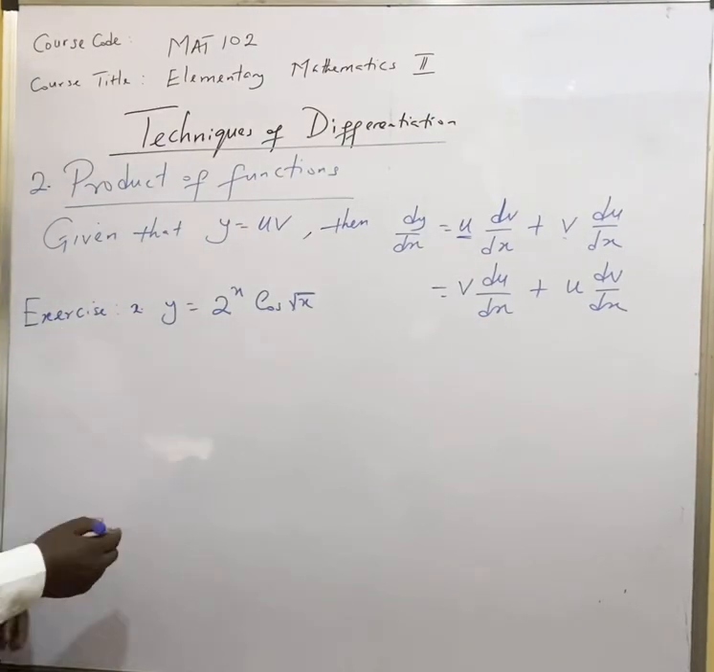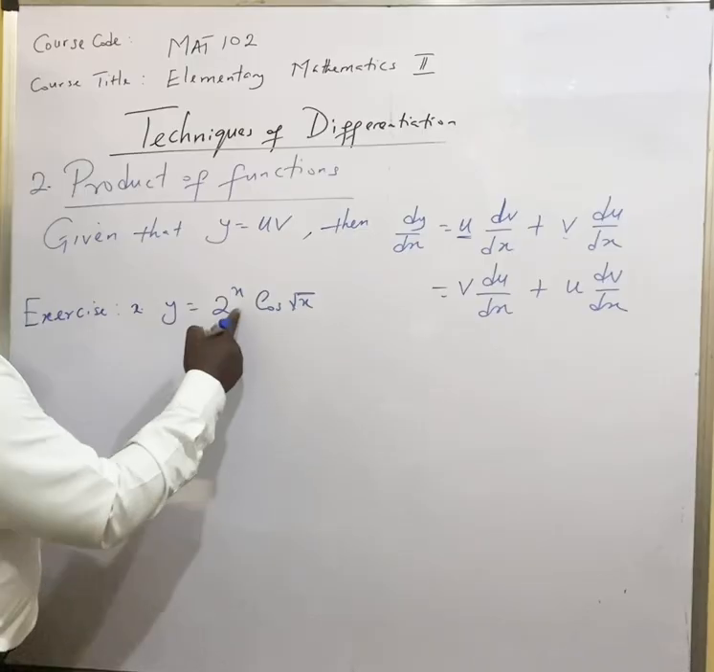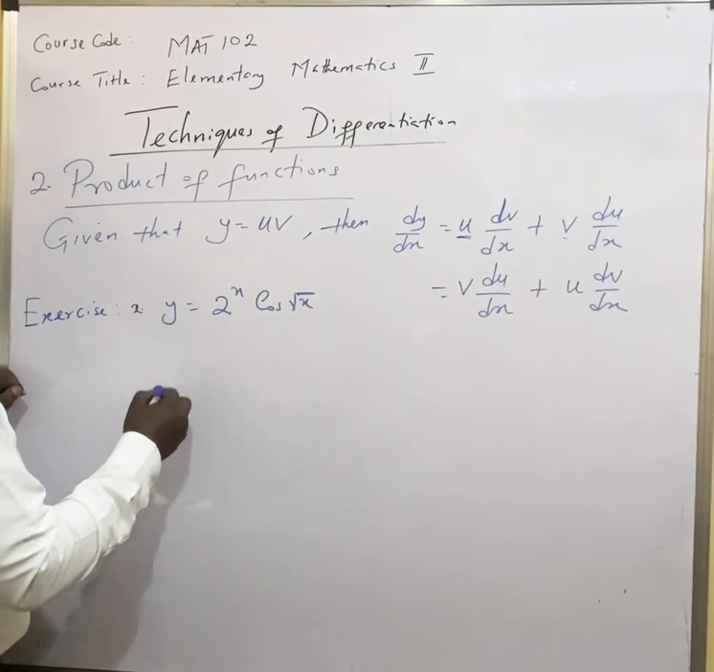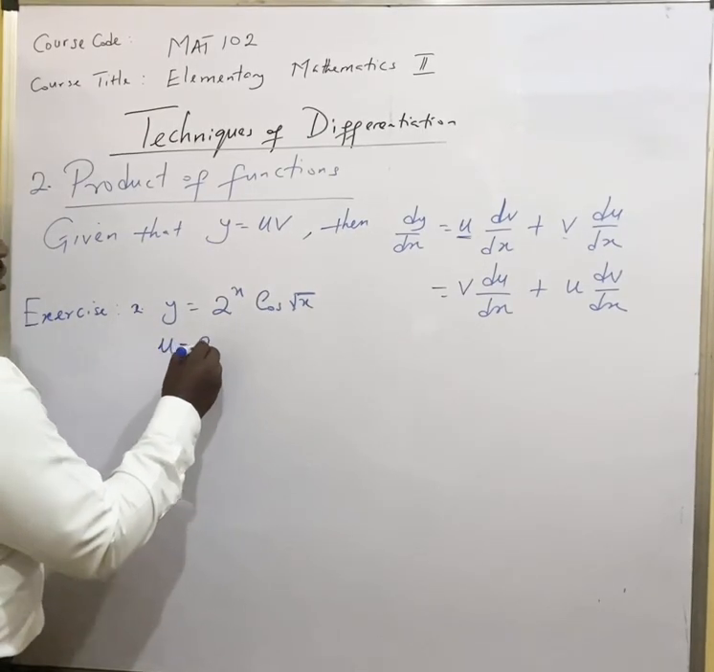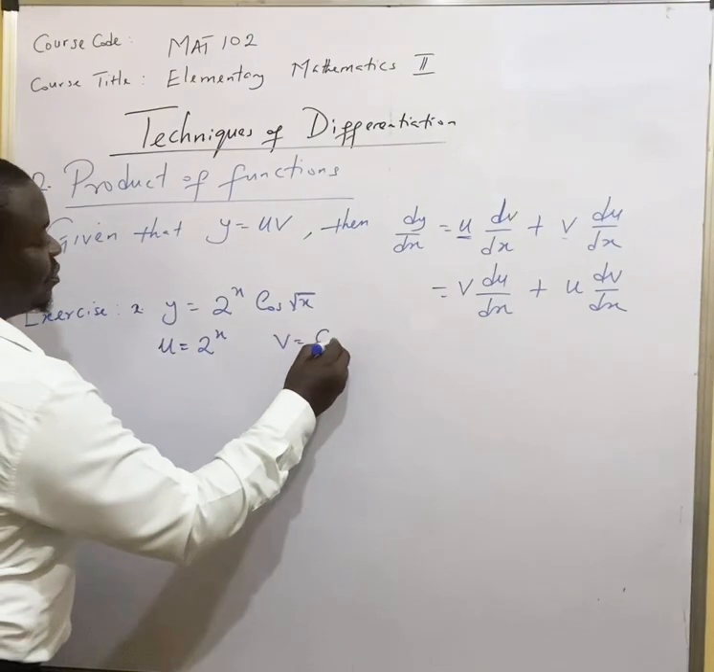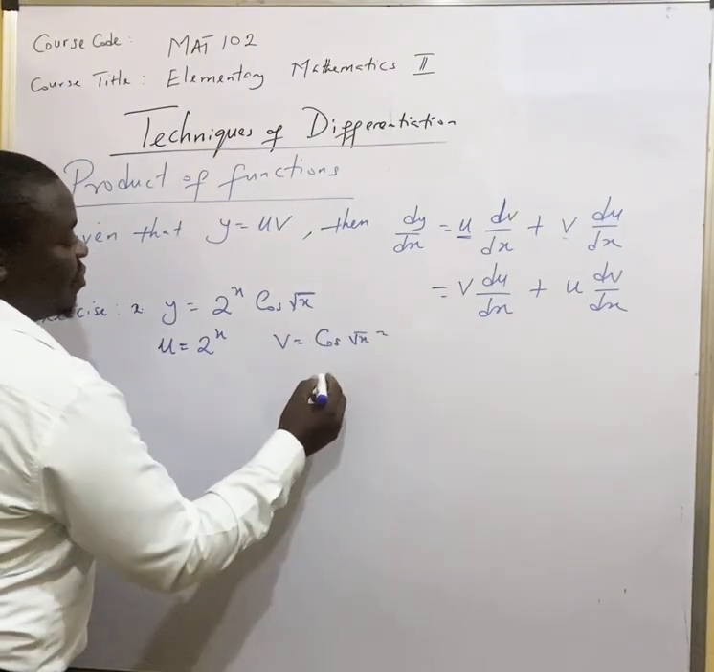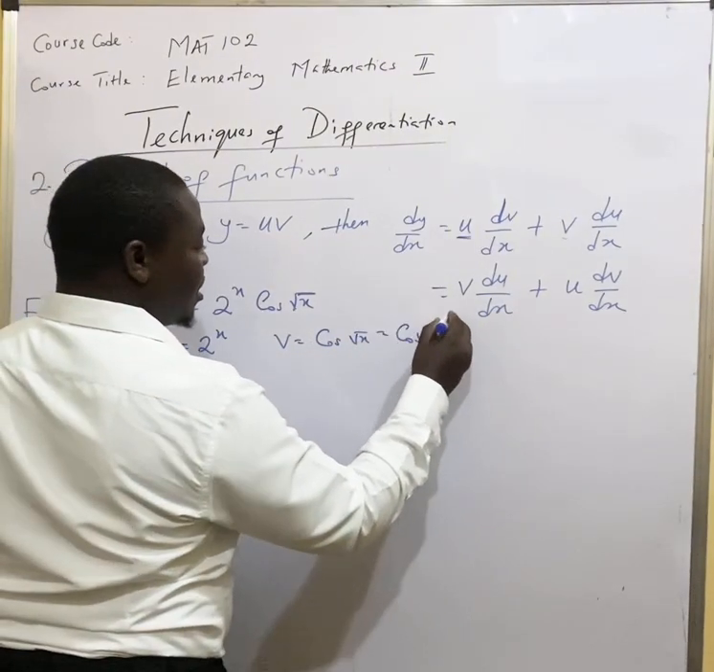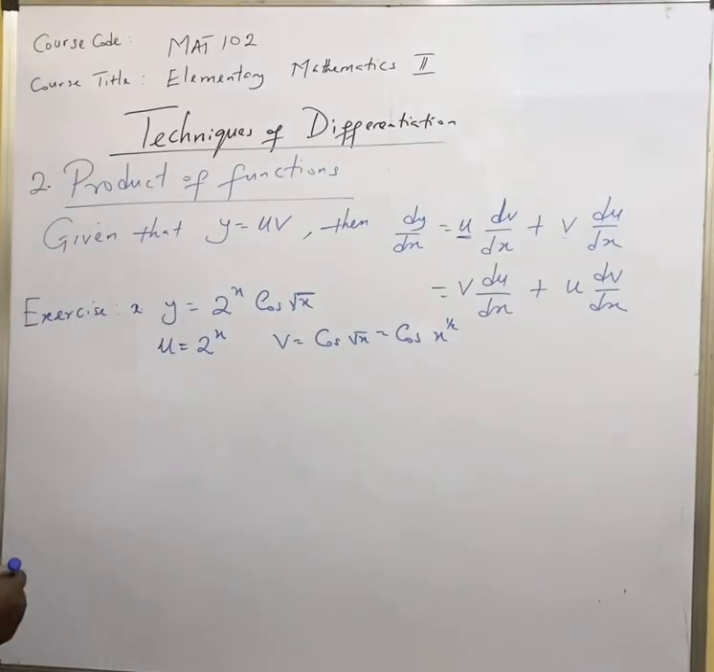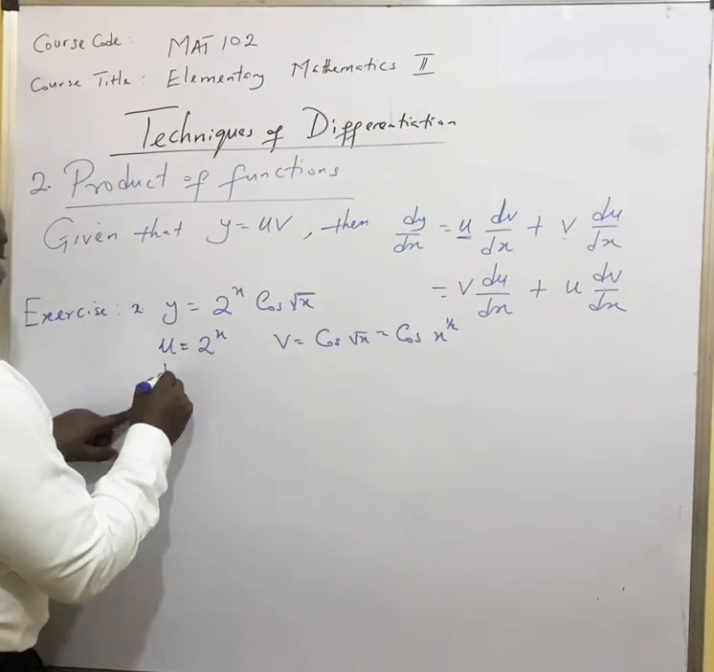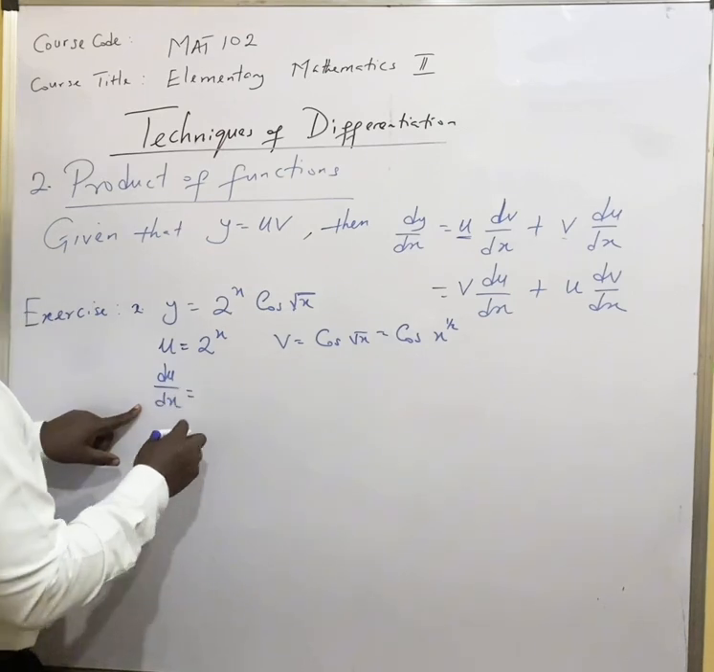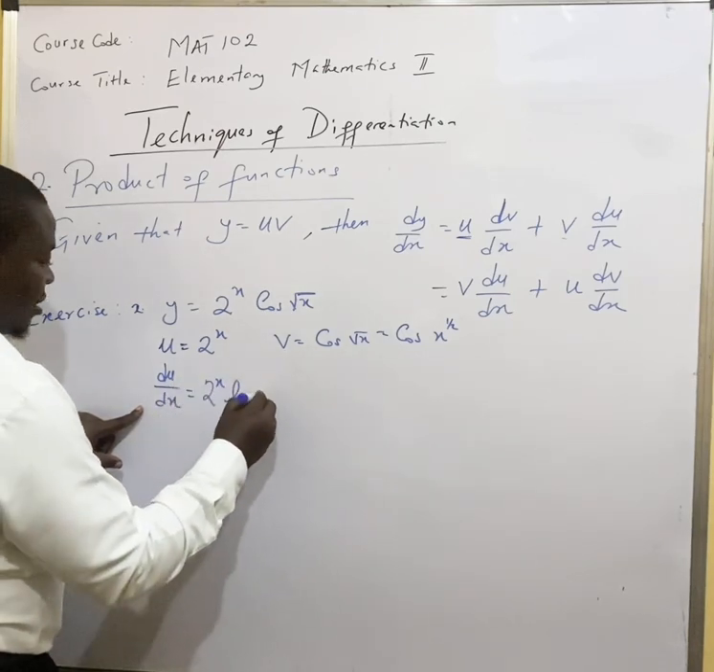The second question on the exercise list, we have y equals 2 raised by x cos root x. Again here we have u equals 2 raised by x and v equals cos root x. Don't forget that this can also be written as cos x raised by 1 over 2. Beautiful. So we differentiate it, du/dx will be equal to 2 raised by x ln 2.